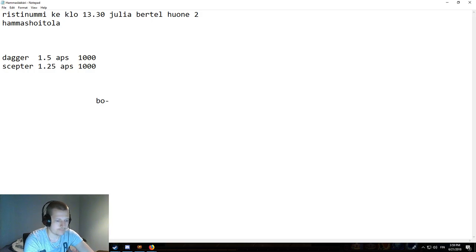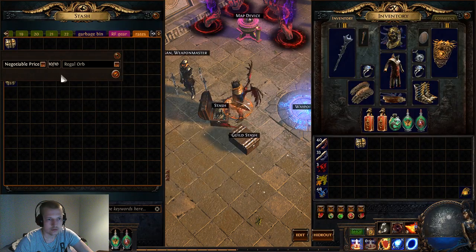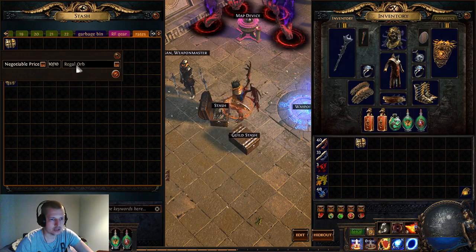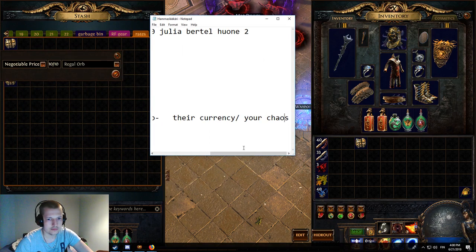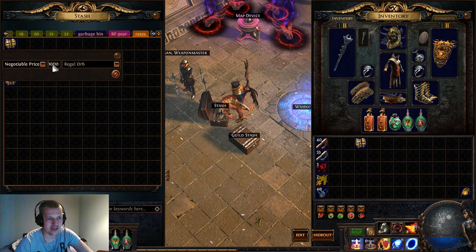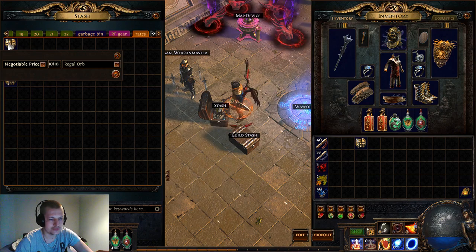Okay, let's write it like this. Their currency slash your chaos. It goes like this. On this side is their currency, in the middle is your chaos. As you can see, we're talking about regal orbs, so this is the regal orbs right now. And here is the middle, this is the chaos in the middle, like I showed you. Their currency is here, so they will give you 10 of this for 10 of your this.